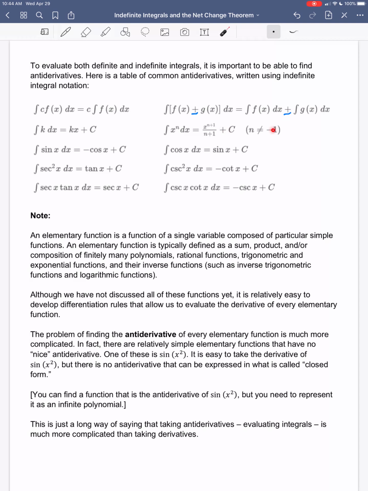Notice this doesn't work if n is negative 1. If I have x to the negative 1, which just would be 1 over x, right? So x to the negative 1 dx, which is the integral of 1 over x dx. For now, we don't know what that is, okay? This formula only works if n is not equal to negative 1. If I have negative 1 in my exponent, that's the integral of 1 over x. This rule doesn't work, and I don't know what that antiderivative is.